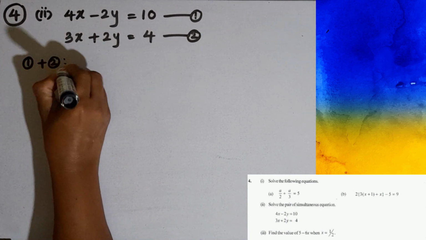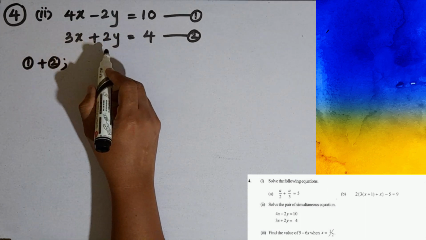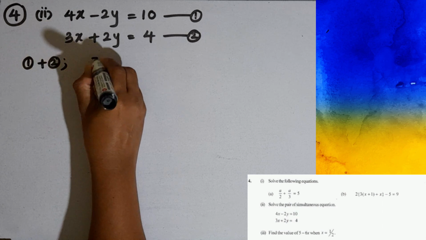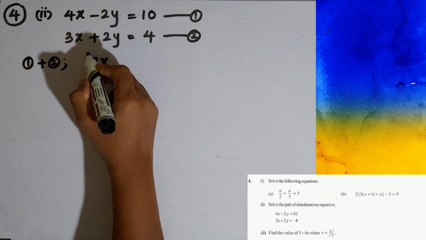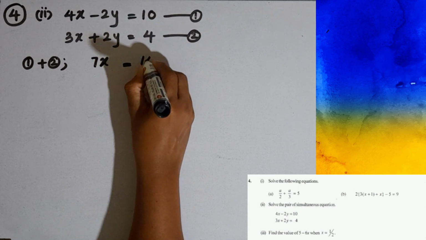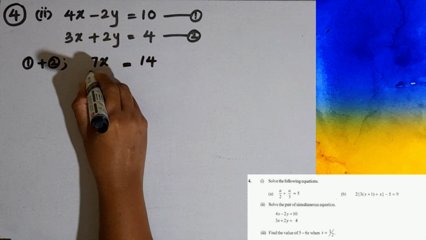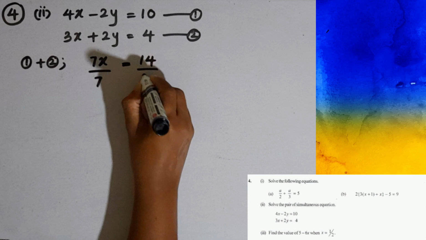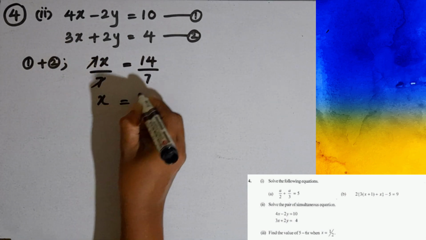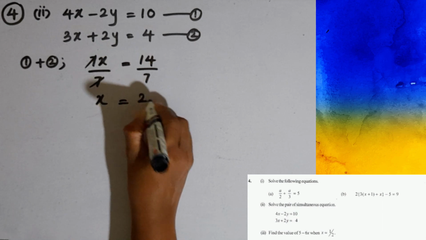1 plus 2. Then the left hand sides are added. 4x plus 3x is 7x. Then here these two can be cancelled. Then 10 plus 4 is 14. Then I can divide both sides by 7 now. 7 and 7 is removed. X equals 14 divided by 7 is 2.